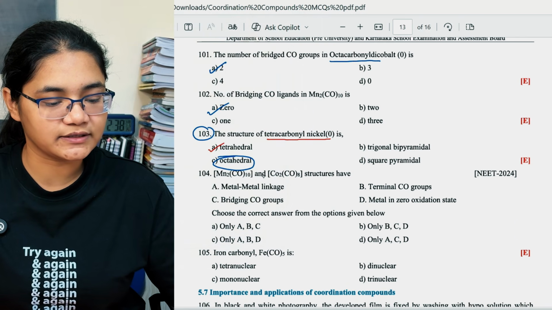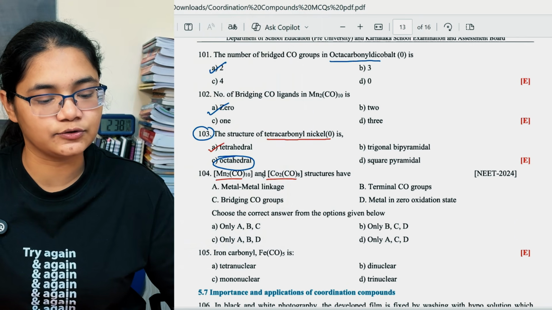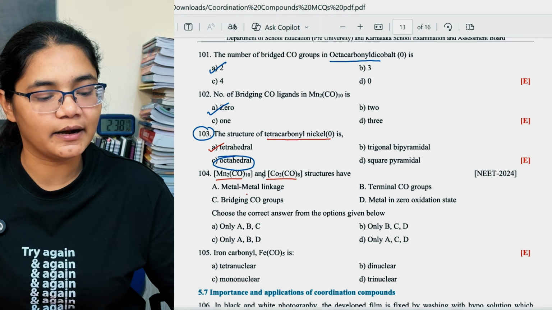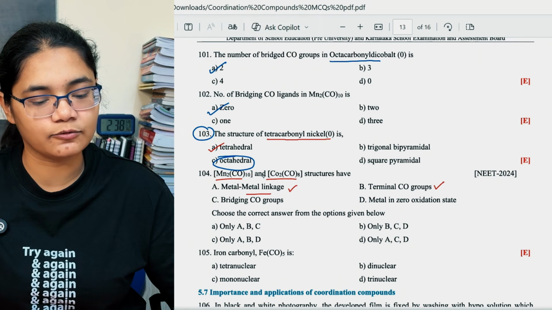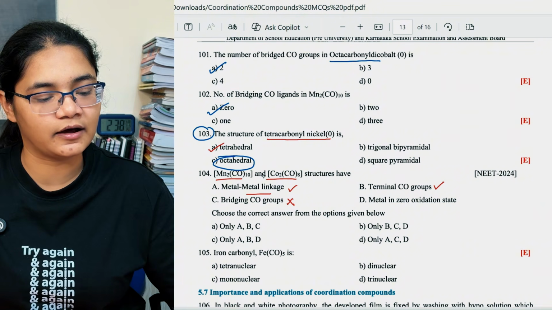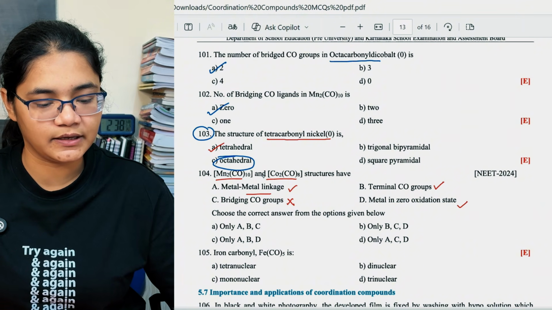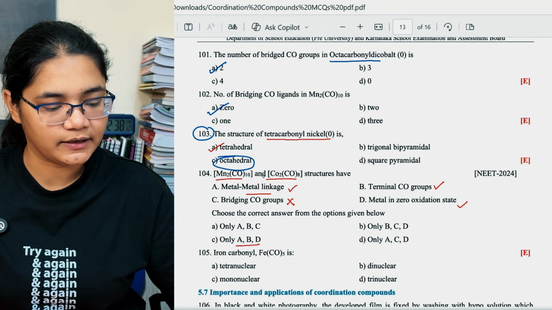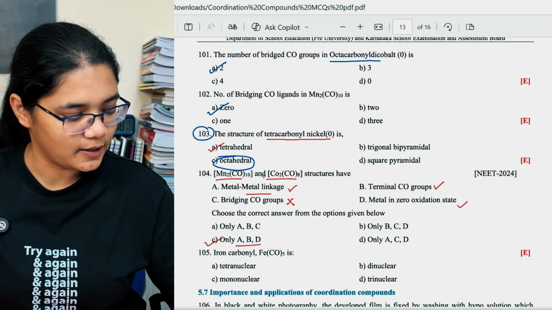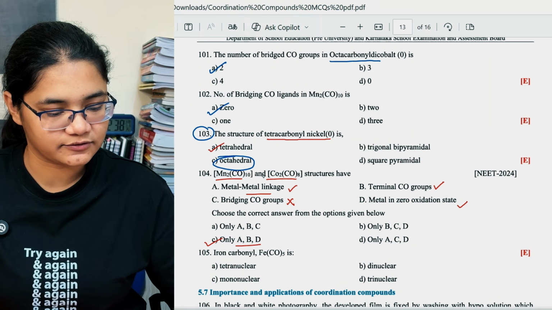Next, question number 104: Mn2(CO)10 and Co2(CO)8 structures have metal-metal linkage, yes. Terminal carbonyl groups, yes. Bridging is not present in Mn2(CO)10. Metal in zero oxidation state, yes. So A, B and D, only A, B, D, which is option C. Here, the answer given is also C.